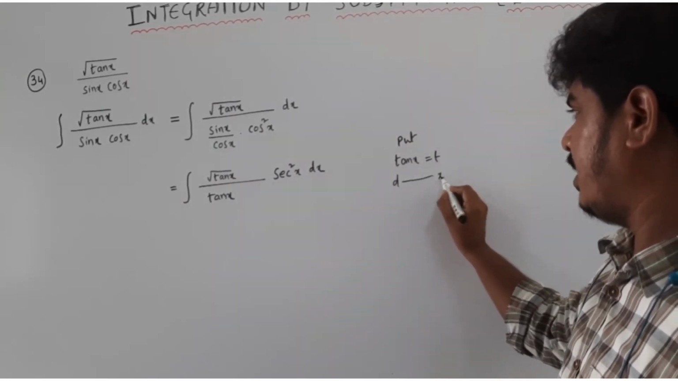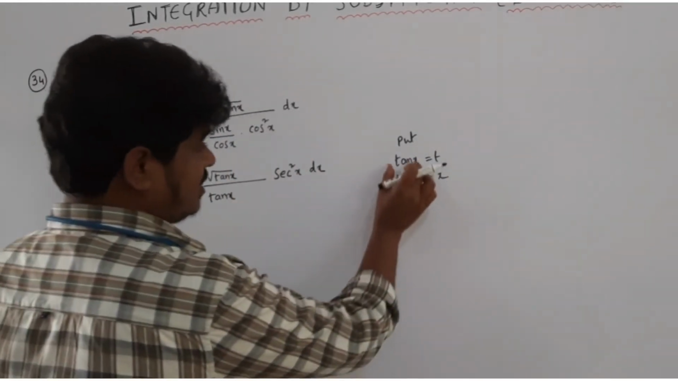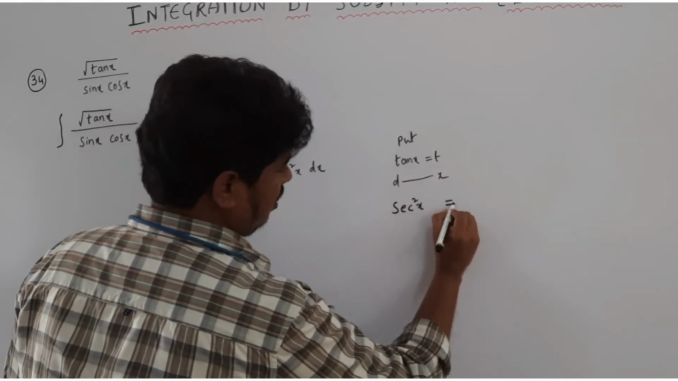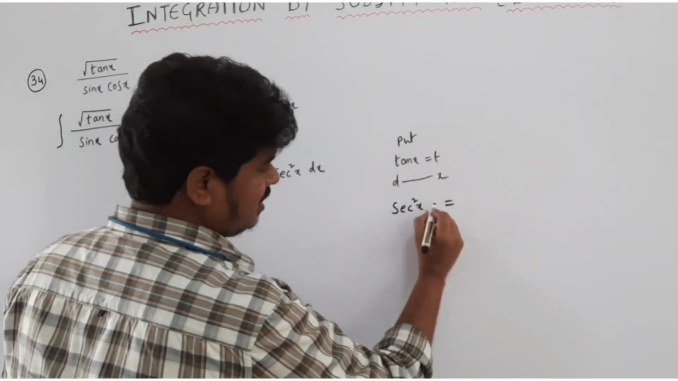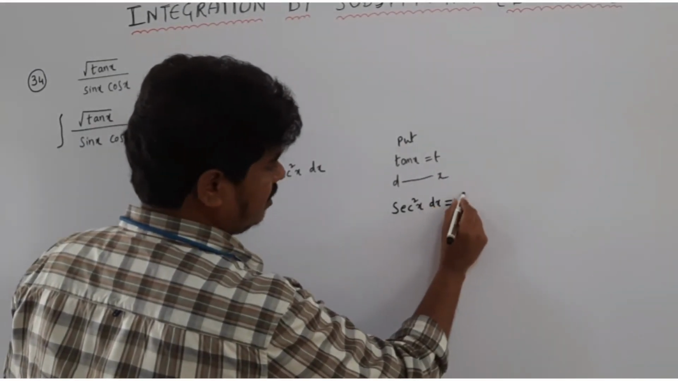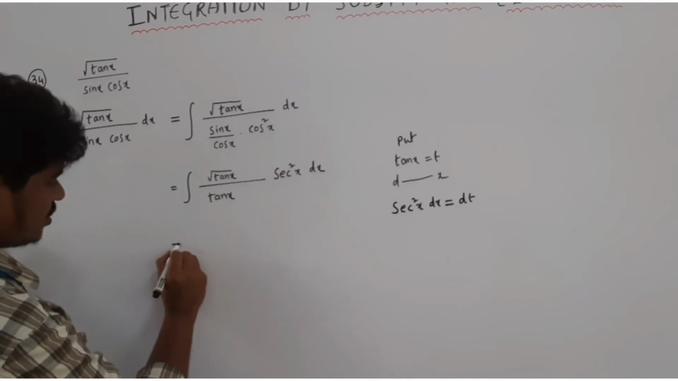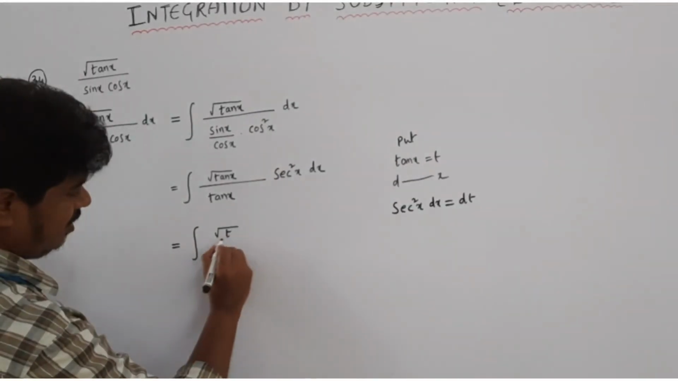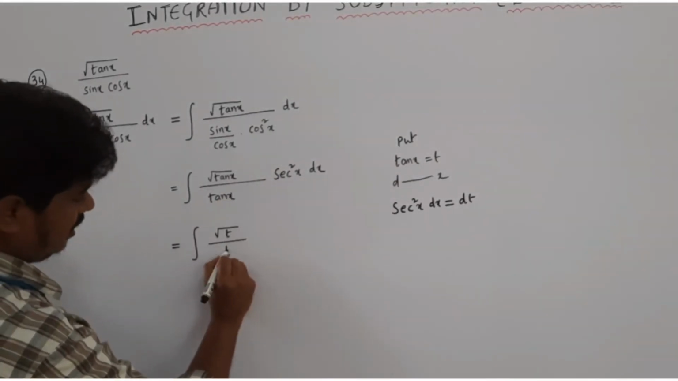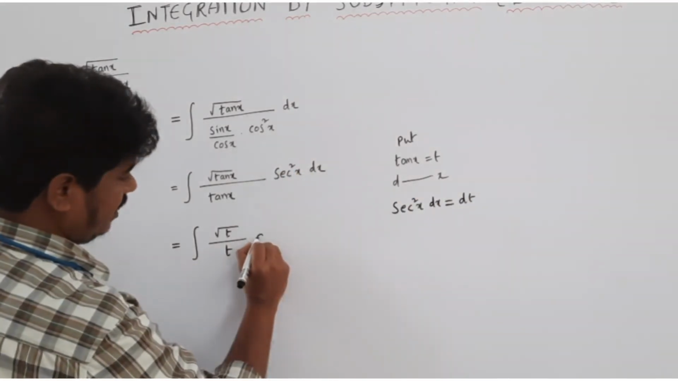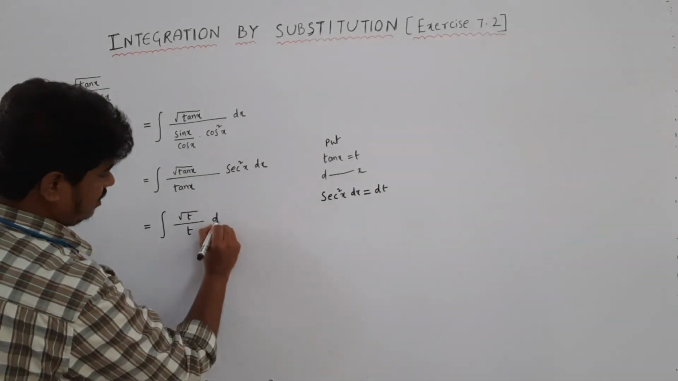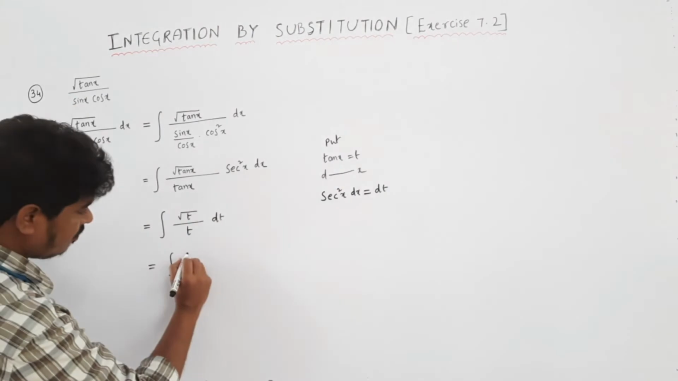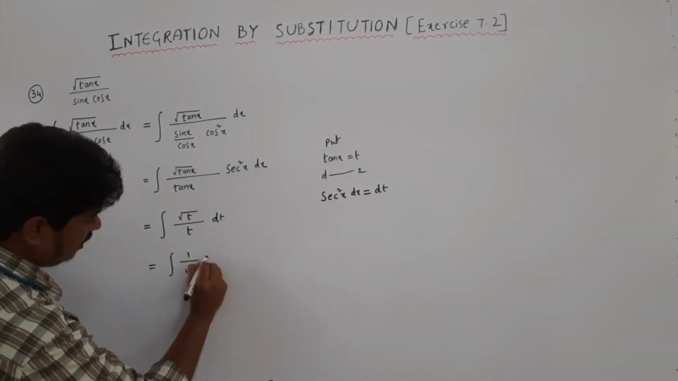Differentiate both sides with respect to x. The derivative of tan x is secant square x, equal to the derivative of t with respect to x, which is dt by dx. I am taking dx here and dt here. Now this is equal to the integral of root over tan x, meaning t, divided by t, secant square x dx means dt. Now this can be written as root t by t, meaning 1 by root t dt.